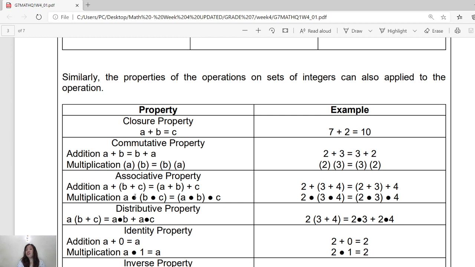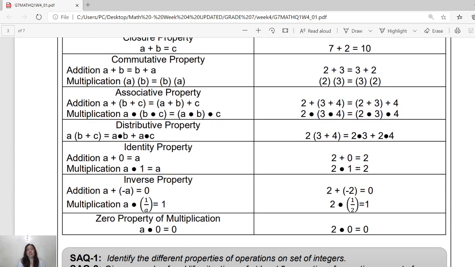Associative property is also true for multiplication. We have here the group B times C multiplied to A is just the same as when you group A times B times C. So an example we have here, the group 3 times 4 times 2 is just the same as when you group 2 times 3 times 4. They're just the same.